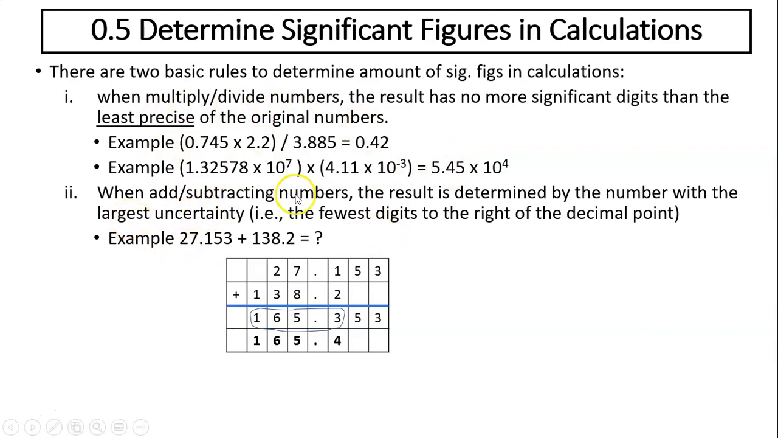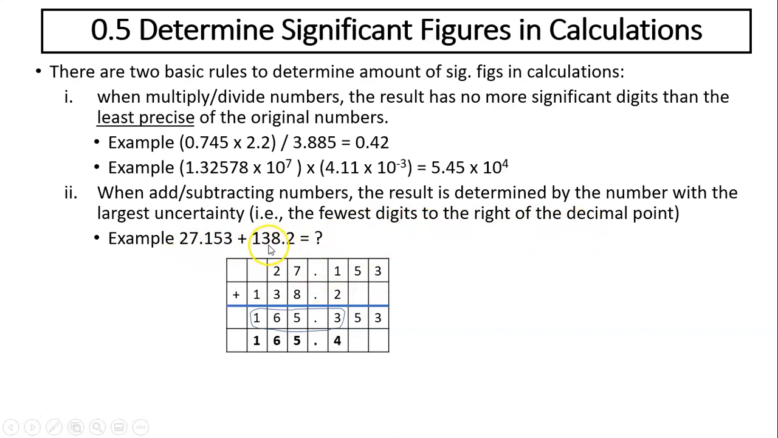How about when you add or subtract? When you add or subtract, it's important to line up the decimals. You've got to line up the decimals. The result is determined by the number with the largest uncertainty. That means the fewest digits to the right of the decimal point. You have two numbers. Which one has the fewest digits to the right of the decimal point?